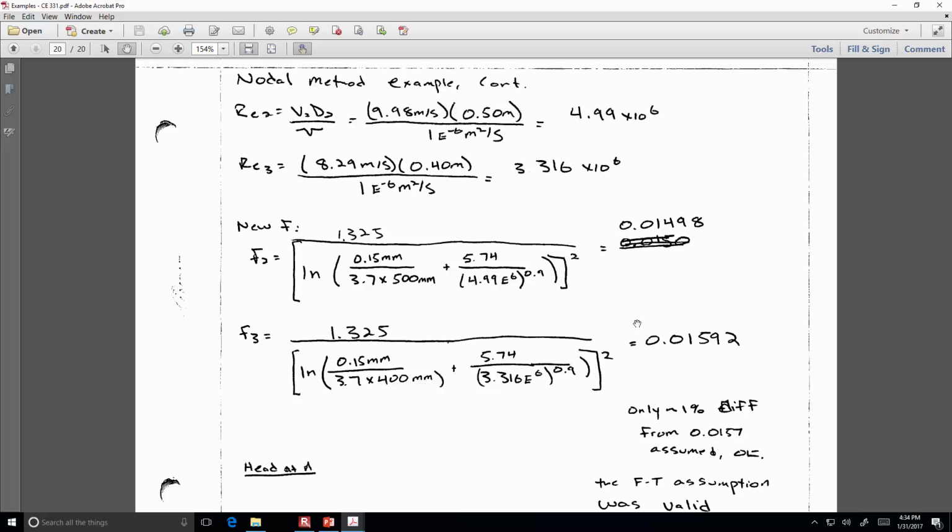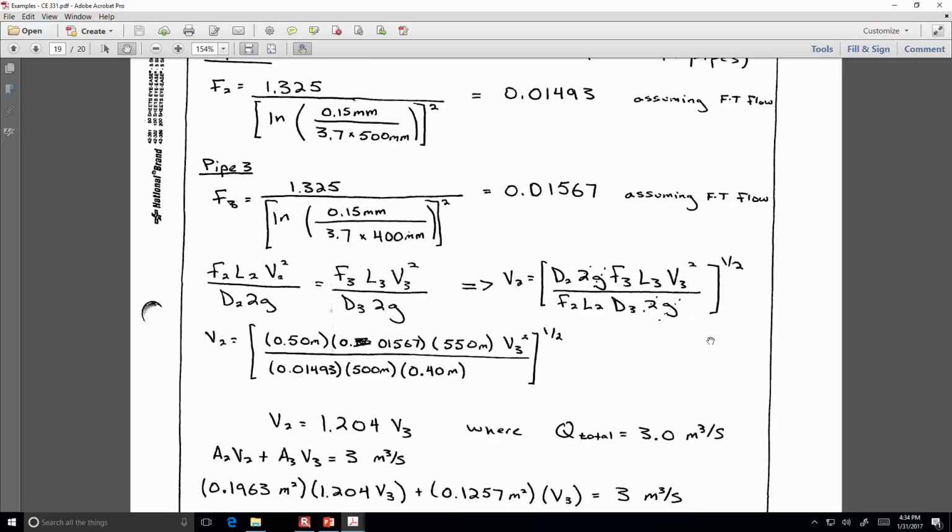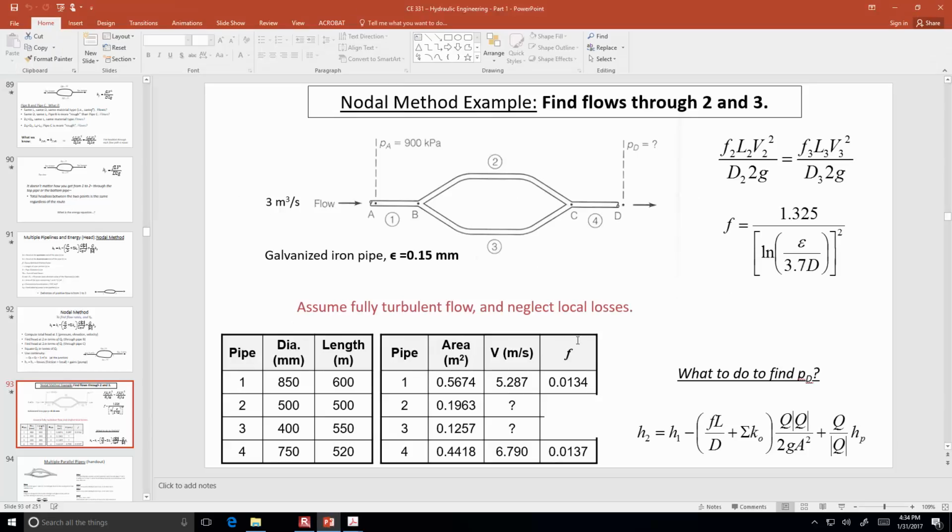But let's say that the fully turbulent flow assumption wasn't valid within the 1%, then we would just take these f values and drop them back into this step. So we could still use all the algebra that we've done previously, but we just put in a different ratio of f values to find the different ratio of V2 and V3. It probably wouldn't change a lot. It would change a little, but that's the example on how to find the flow rates.